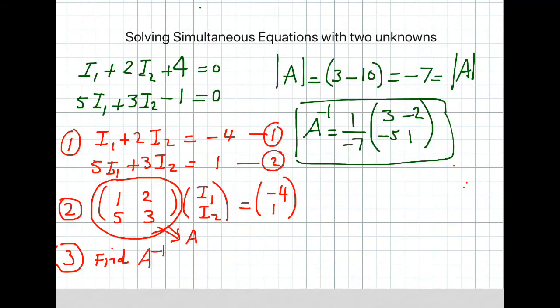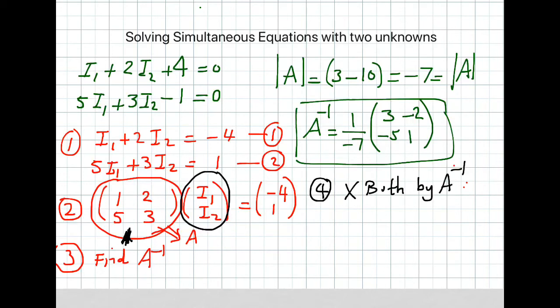Now what we need to do, ideally, is to have I1 and I2 on their own. If we are dealing with numbers, we just divide both sides by this factor, but in matrices we cannot divide, so we have to multiply both sides by the inverse. So step number 4 is to multiply both sides by the inverse of A.